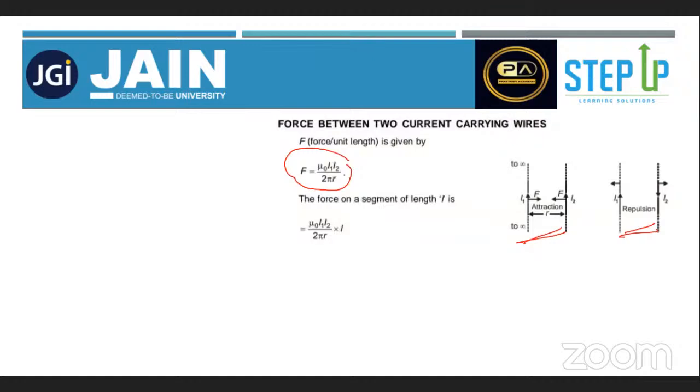Next, the force on a segment of length L. If I have to find the force on some particular segment inside this wire, we just multiply the formula by L. So at this particular segment of length L, the magnetic force is given by mu naught I1 I2 upon 2 pi r, into L.